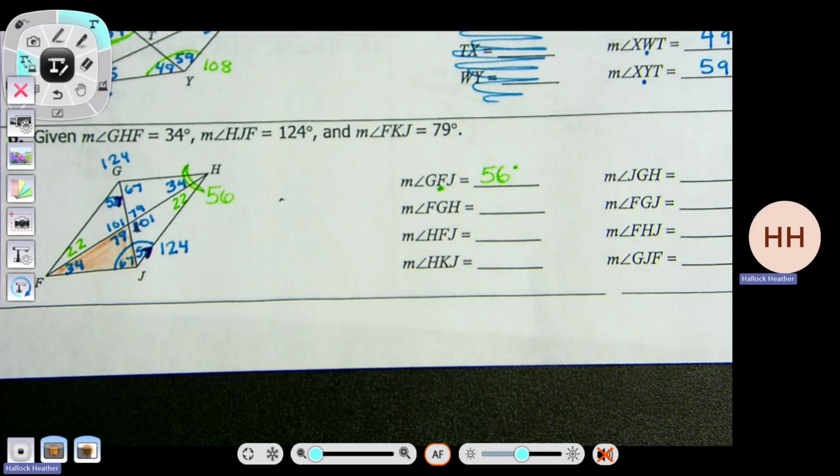Yeah, I know. There you go. So it's a 57.